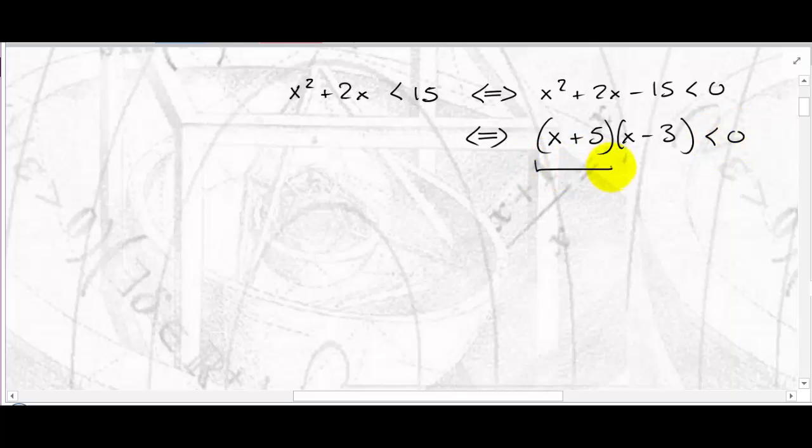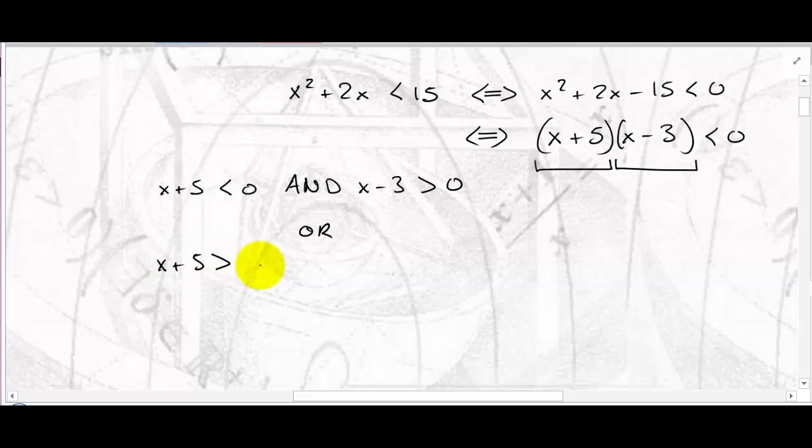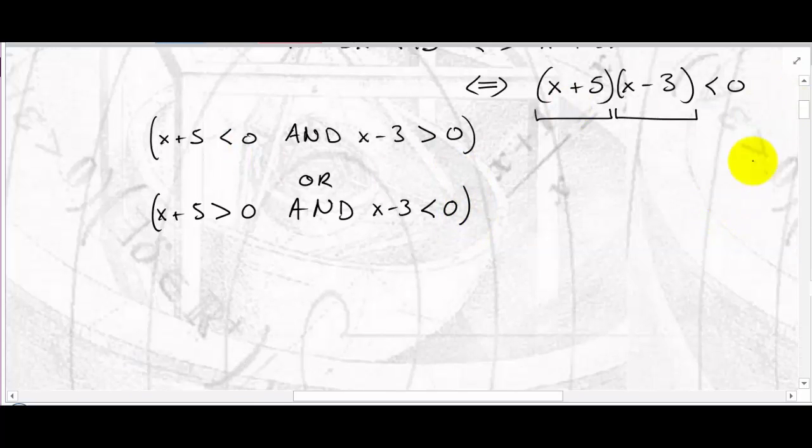Now I know when a product of two factors is negative. So what do we need? We need x plus 5 negative and at the same time x minus 3 positive, or I need x plus 5 positive and x minus 3 negative. There are no other cases, so there are two possibilities, and there are no other cases where the product is going to be negative.